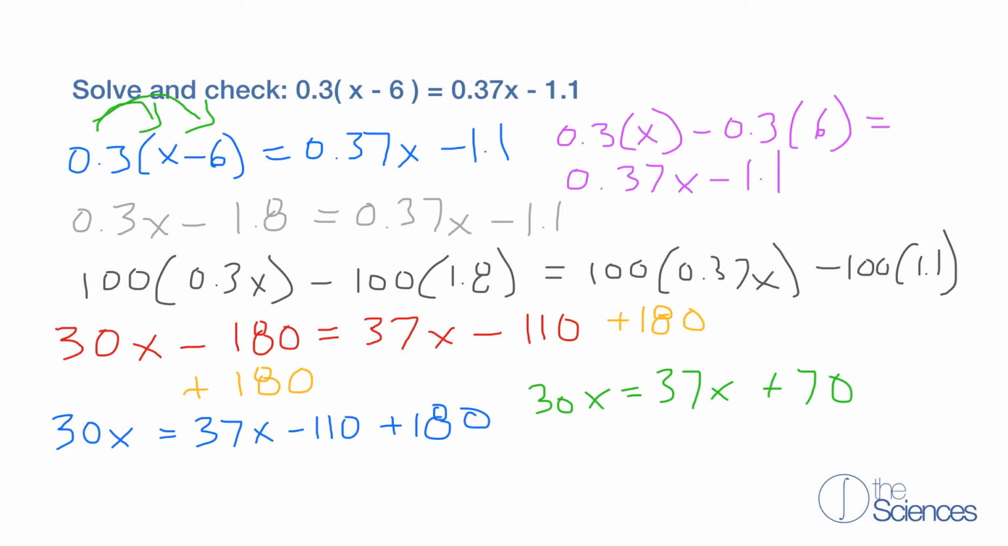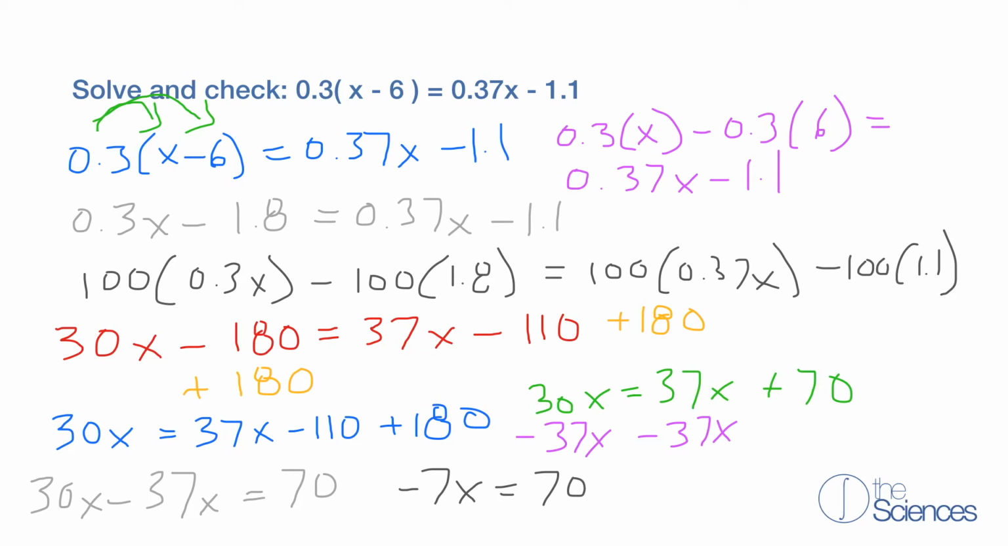So now we can move our variable term 37x from the right side to the left side by subtracting 37x from both sides. So when we do that, we get 30x minus 37x equals 70. So 30x minus 37x is negative 7x equals 70.